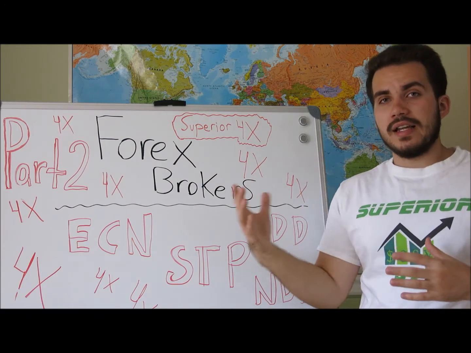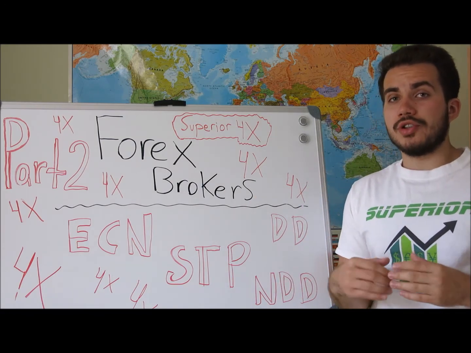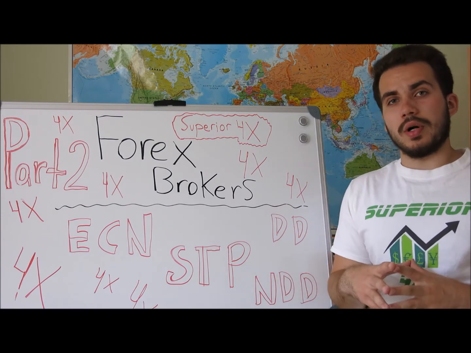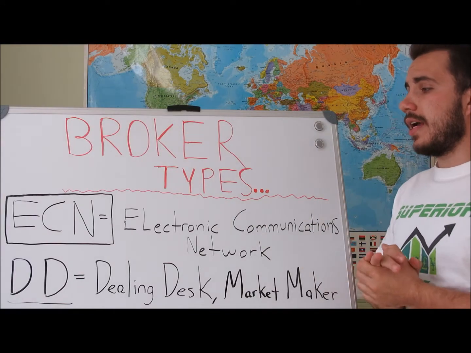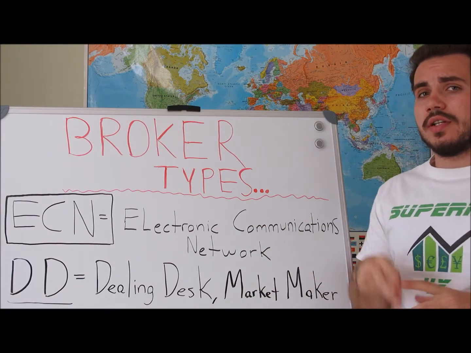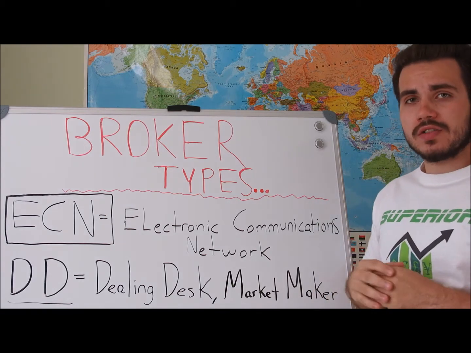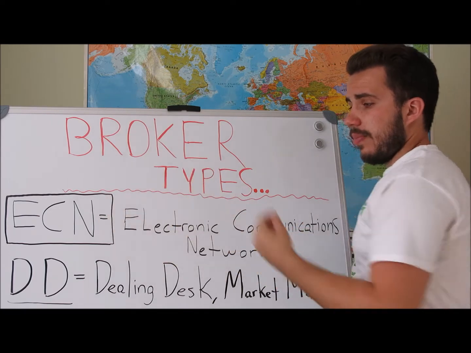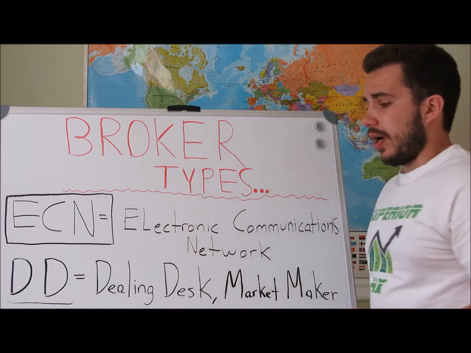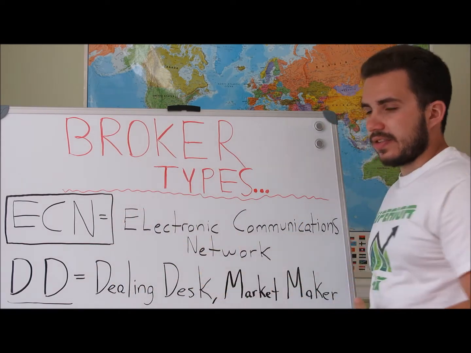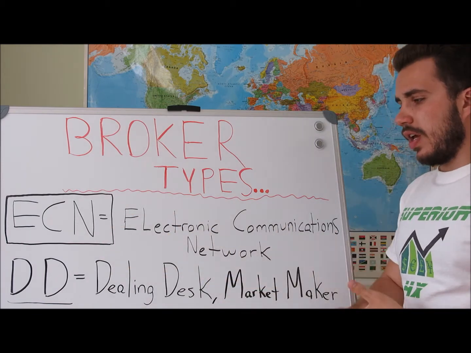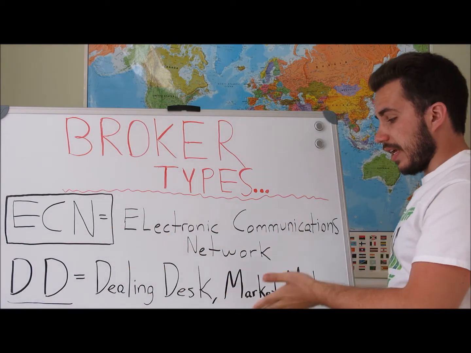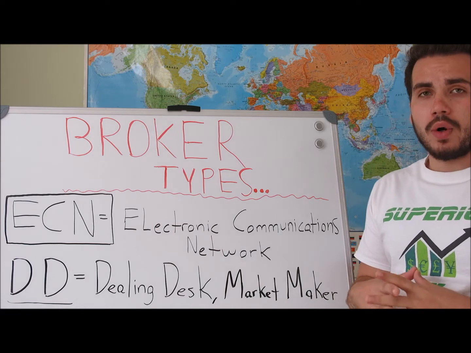So now let's get into everything you need to know about choosing the right Forex broker. Broker types: there are essentially two types of brokers when you're choosing. There's an ECN broker and a DD broker, which stands for dealing desk. There are some other abbreviations, but a dealing desk broker is basically a market maker broker.